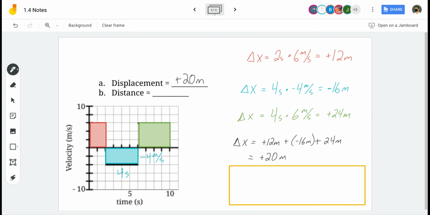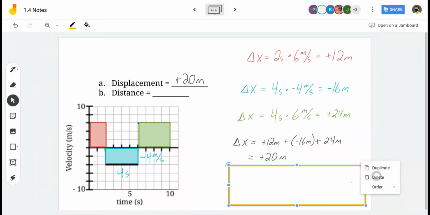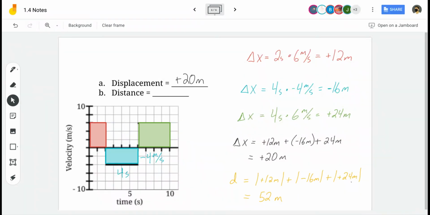The distance is not just 20 meters though. Because if we're going to find the distance, we have to look at each chunk and take the absolute value of that chunk. We can't just take the final sum and take the absolute value there. We have to look at the 12 meters and take the absolute value, the 16 meters and take the absolute value, and the 24 meters and take the absolute value, to find that our total distance traveled is 52 meters. Questions?